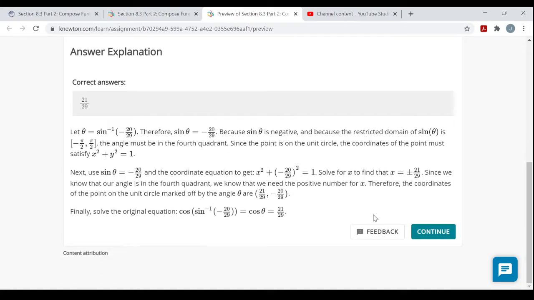I prefer pictures, but you can read their answer explanation here.